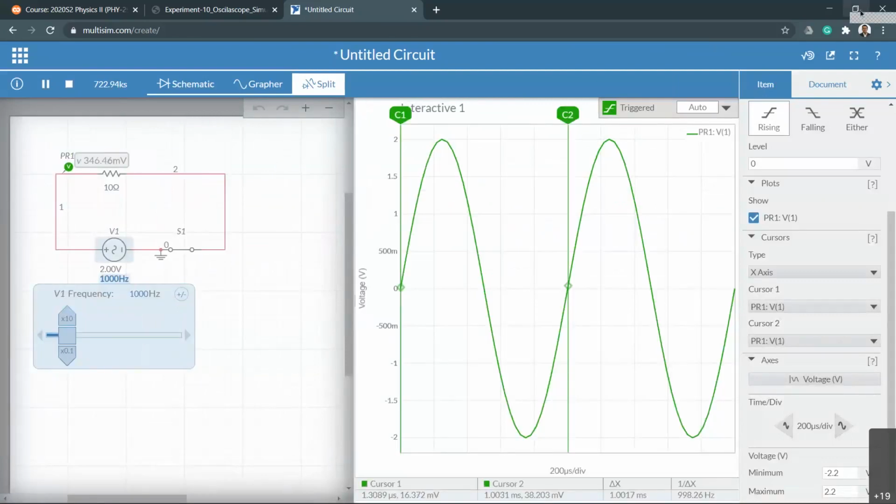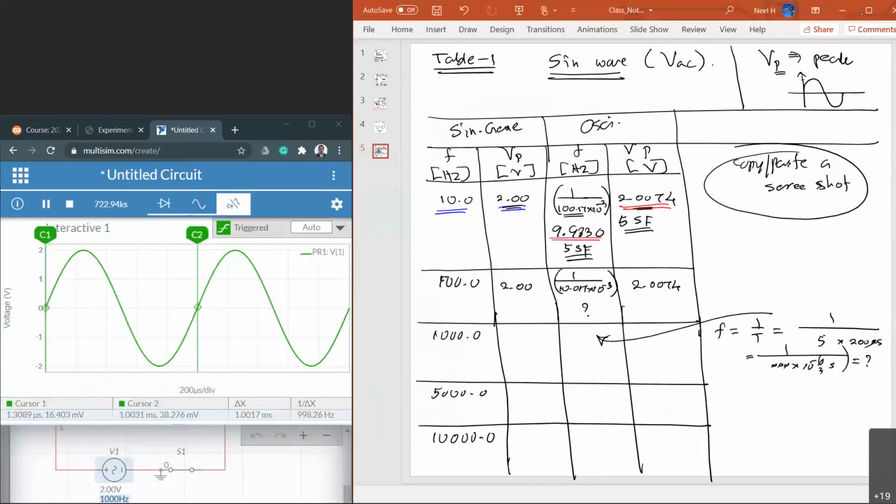Now this number is fine, okay? 1.0017 millisecond, that is also fine. You can use that directly. 1.0017, 5 significant figures, milli is 10 to the negative 3.